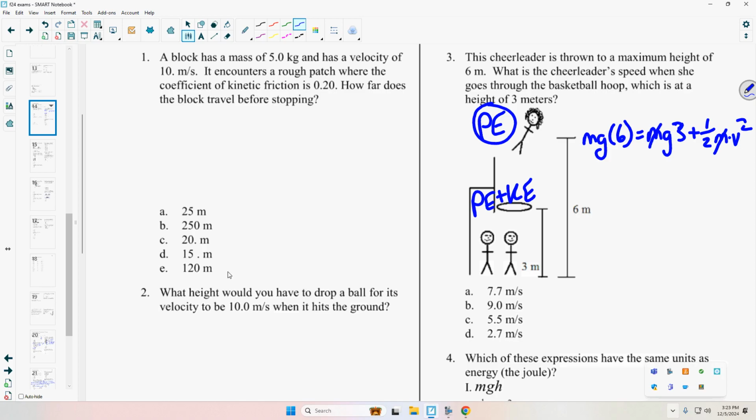I can cancel all the m's because they're in every term. Be careful, you cannot cancel the g's. I've seen students do that, but you can't because there's not a g in that last term. So that's going to be 60 equals 30 plus 1/2 v squared. So v is 60 minus 30 times 2, roughly the square root of 60. 7.7. Yeah, 7.7. We had a couple problems like that, where you're looking at the energy of an object going up and down.